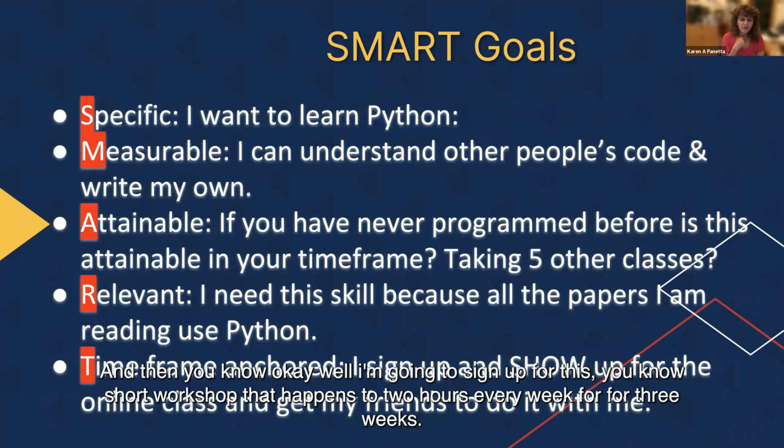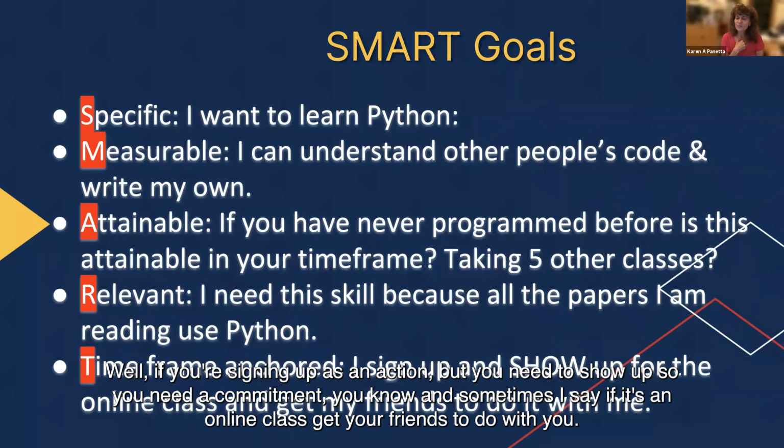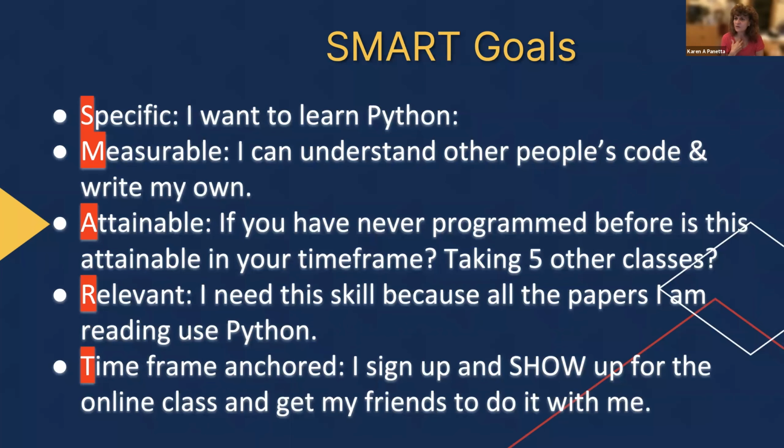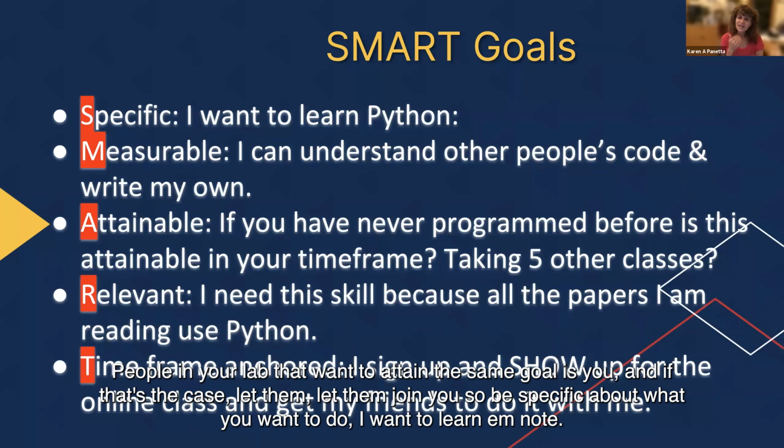And then, okay, well, I'm going to sign up for this short workshop that happens 2 hours every week for 3 weeks. Well, if you're signing up as an action, you need to show up. So you need a commitment, and sometimes I say, if it's an online class, get your friends to do it with you. Get someone to partner with you. Maybe there are other new students or new people in your lab that want to attain the same goal as you. And if that's the case, let them join you. So be specific about what you want to do.